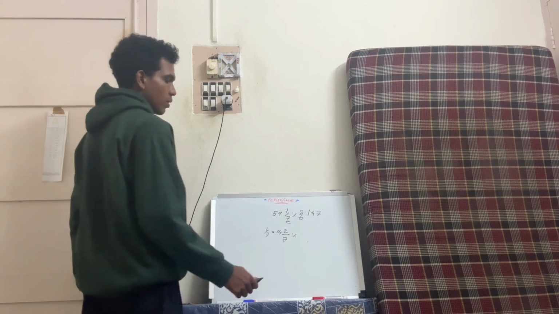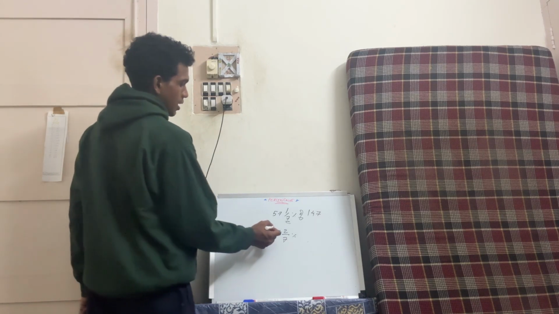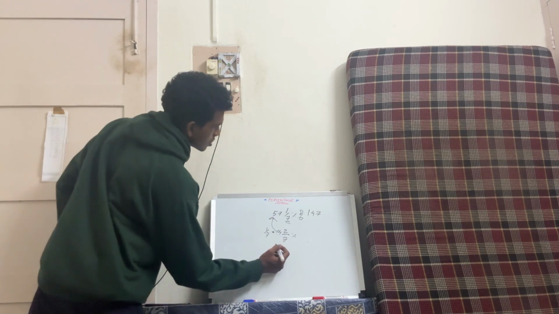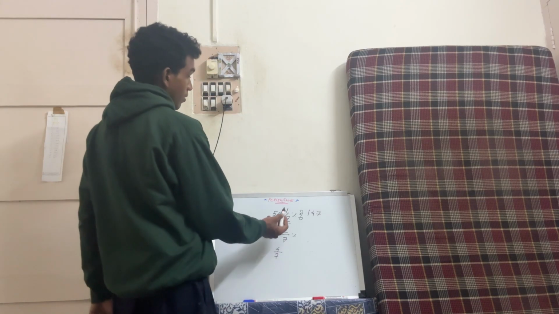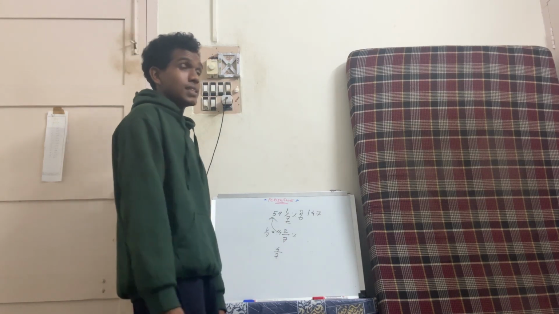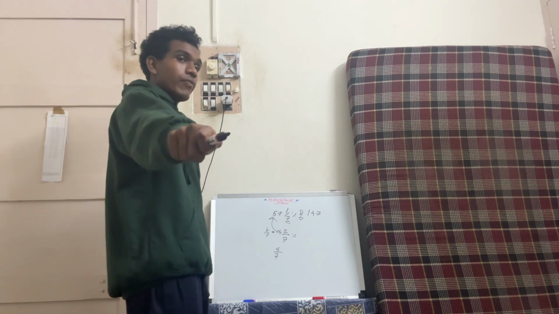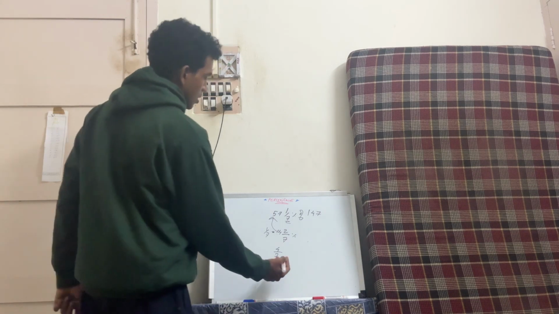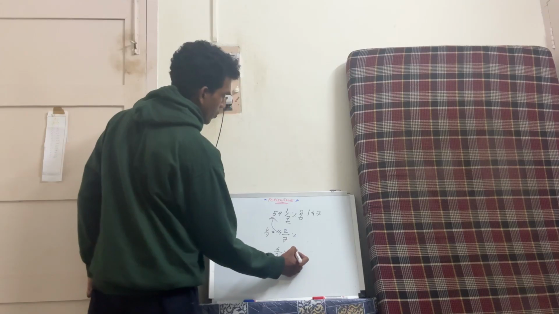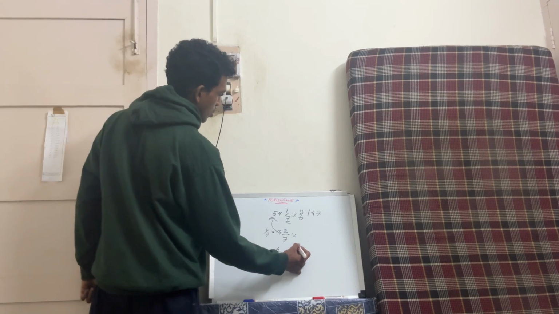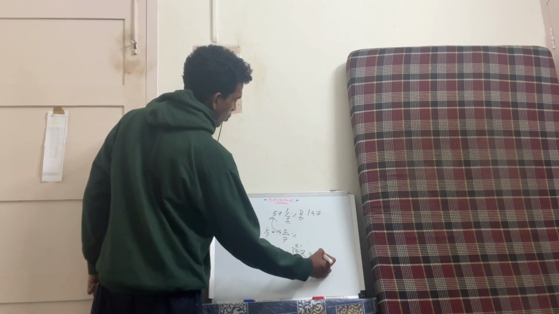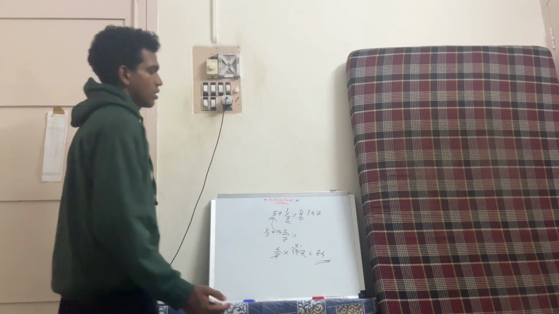The fourth multiple of 14 will be 56. That is closer to 57. So 4 by 7 will be the answer. This 57 1 by 7 percentage can be written as a fraction of 4 by 7. So 4 by 7 of 147, that means 7 into 21, that means 84 will be the answer.